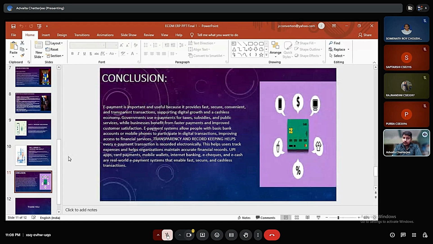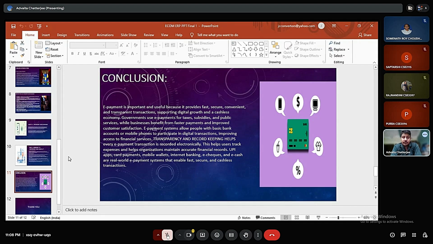So on this note, we would conclude our presentation stating that e-payment is actually very important and useful because it provides fast, secure, convenient, and transparent transactions, supporting digital growth and a cashless economy. Government uses e-payments for taxes, subsidies, and public services, while businesses benefit from faster payments and improved customer satisfaction. E-payment systems allow people with basic bank accounts or mobile phones to participate in digital transactions, improving access to financial systems and services.